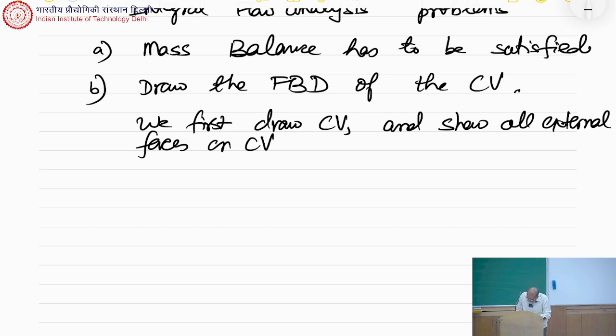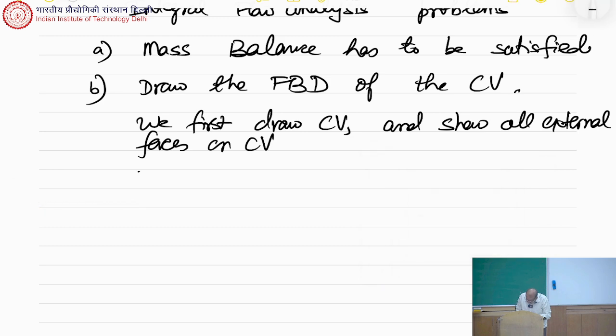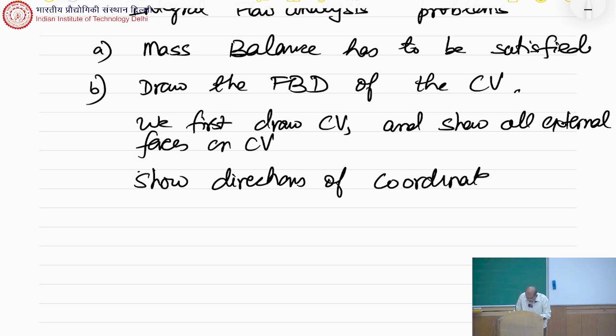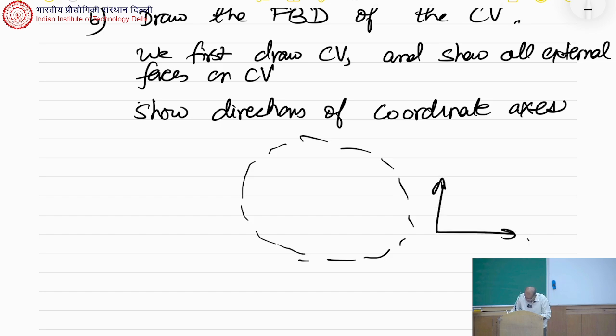And then, one important part of doing this is to show directions of coordinate axis. So if you draw your control volume, you should also show where your x and y are.